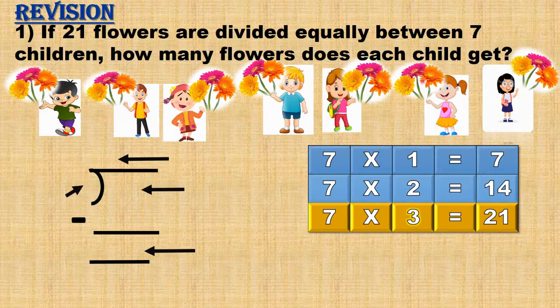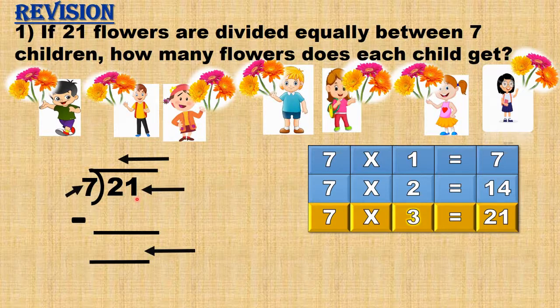Still there are many more flowers left with me. Now again I am going to distribute one flower to all 7 students. So now each child gets 2 flowers. I am still left with more flowers, so again I give 1 flower to each one. So each child will get 3 flowers. So all the 21 flowers are given to all the 7 children.